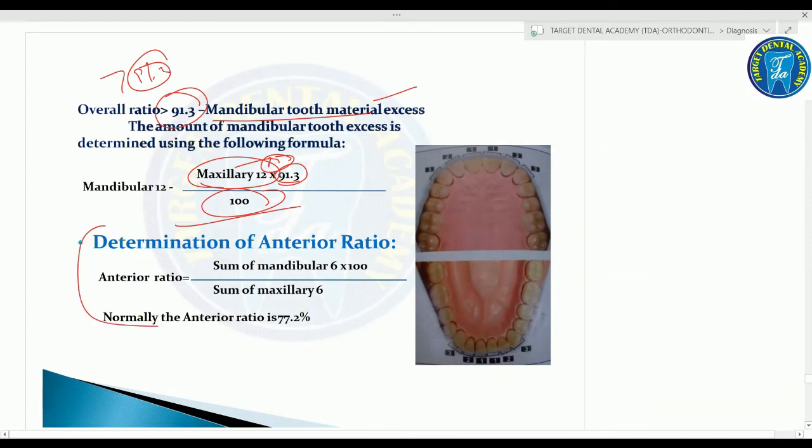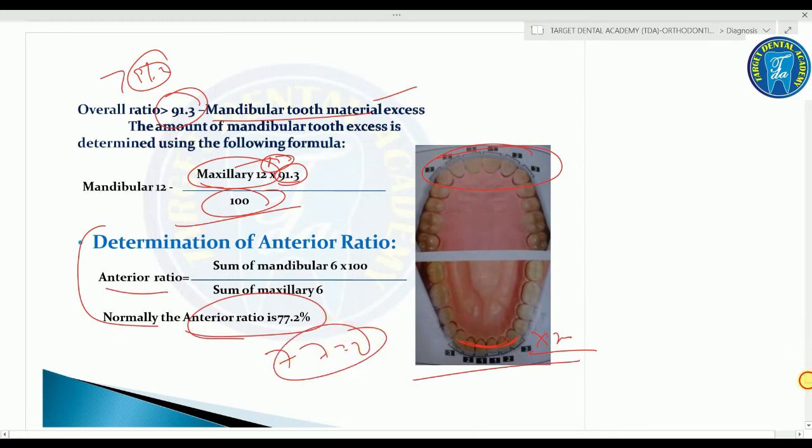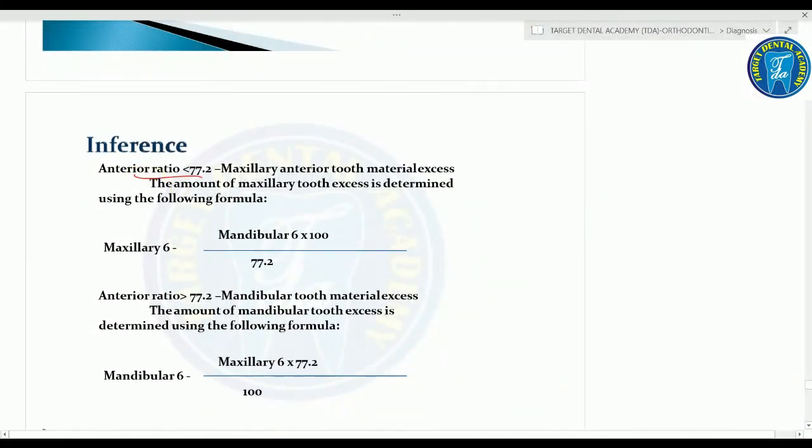In the same way, the anterior ratio is the sum of the mandibular canine to canine mesiodistal width into 100, divided by the maxillary canine to canine. The normal anterior ratio is 77.2%. So if the anterior ratio is less than 77.2%, in that case there is a maxillary anterior tooth material excess.